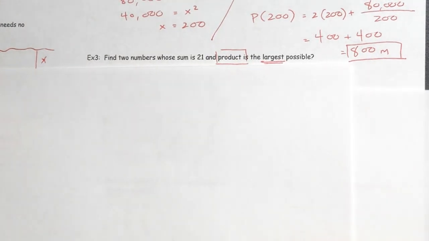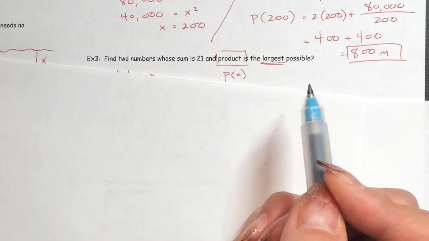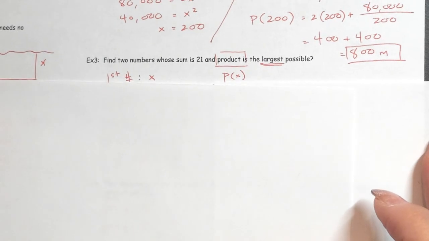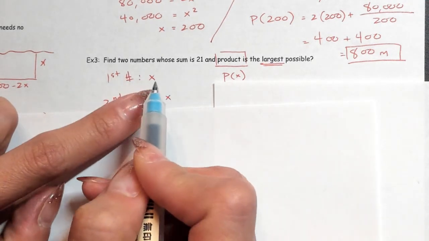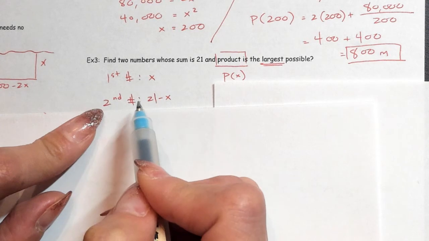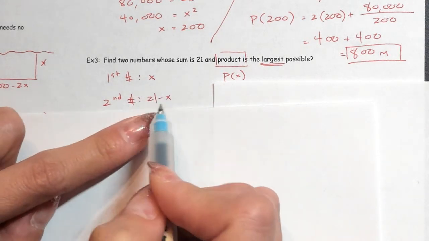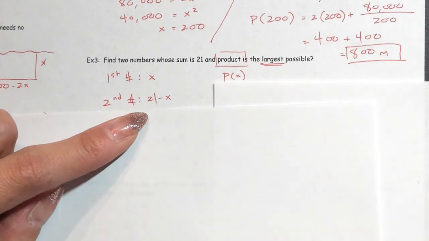I need a formula for product. How do you get a product? So I'm going to say P for product, okay? You multiply two things together. What two things do you multiply together? Well, there's no picture I can draw, but I can say that there's two numbers. The first number I'm going to call X. The second number, well, the sum is 21, so I can say the second number is 21 minus X, right? Because this plus this should give me 21.